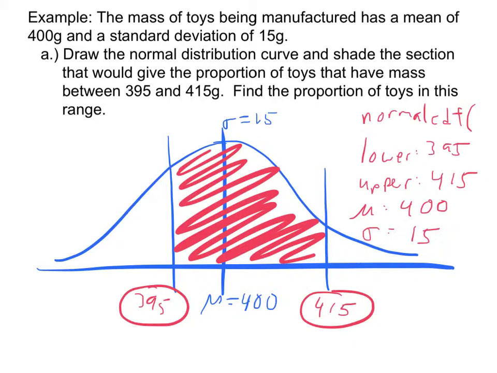If we punch all that into the calculator, it'll tell us that the proportion, or the probability, of data that falls into that range is 0.472. So 47% of the toys that come off the manufacturing line have a mass between 395 and 415. These problems are incredibly easy if you know how to do it on the calculator. Okay, so we've got one more example.